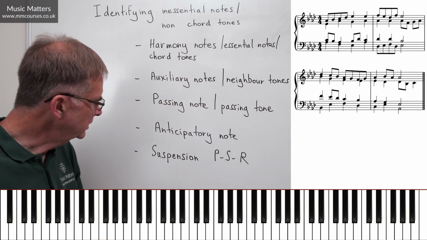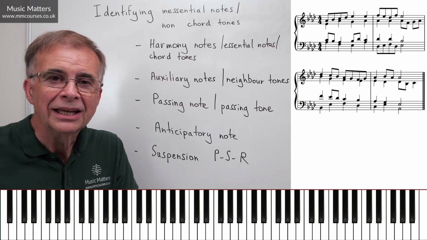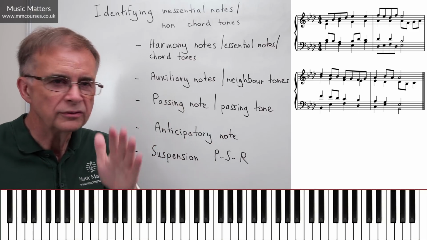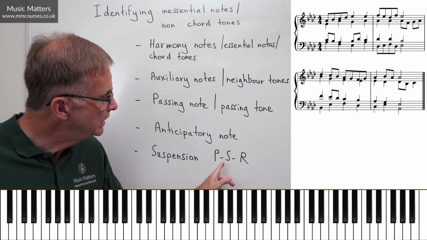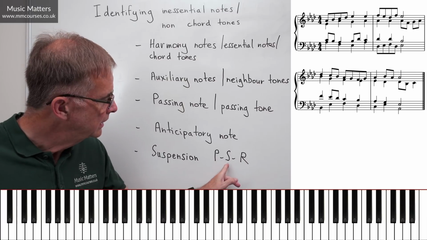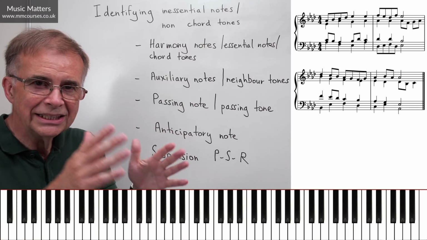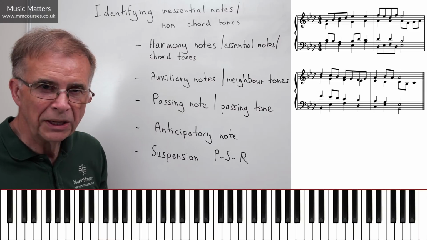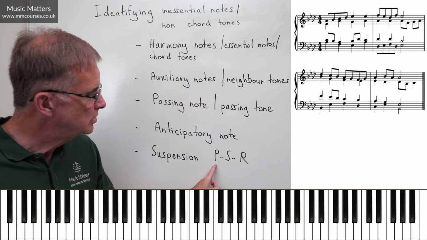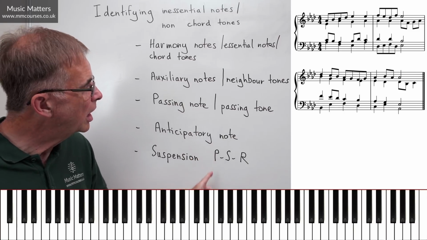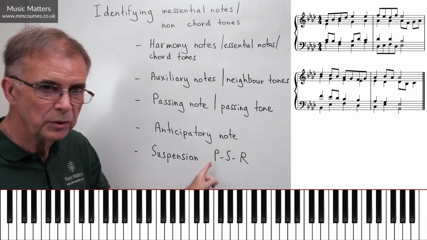Okay, then we have this slightly more complicated decoration called a suspension. And when you have a suspension, you have to be able to make 3 moves: prepare, sound, resolve, which I've abbreviated to PSR. P for prepare, S for sound, R for resolve. So you have to have these 3 things in place in order to make a suspension work. Other rules of engagement: P must be a note that belongs to the chord sounding at the time, so that must be a harmony note, an essential note, a chord tone. So P must be one of those.